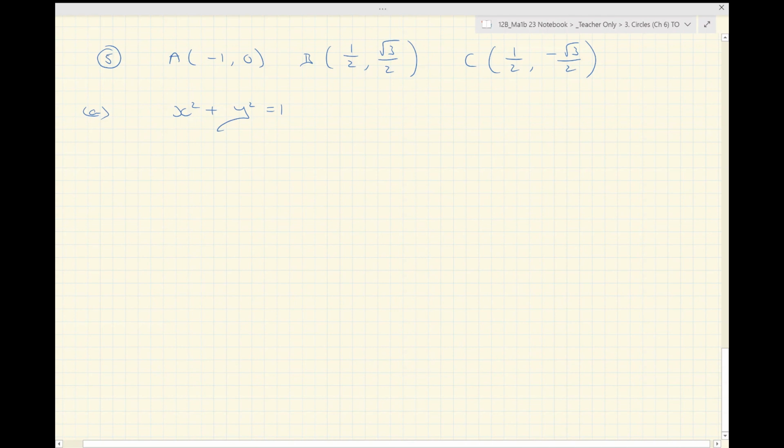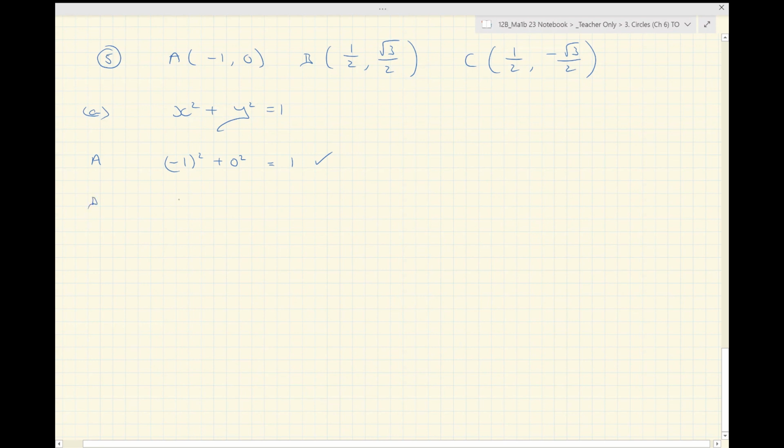I've got 3 points, and I'm asked to show that they lie on this circle. So let's take point A to start with, and let's see if the equation of the circle is satisfied. So apparently, my x-coordinate squared plus my y-coordinate squared should equal 1. Let's have a look. Well, in A, it does. Let's have a look at point B.